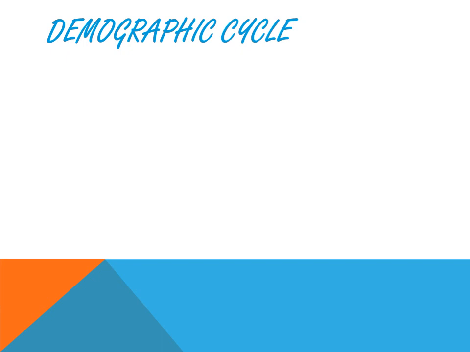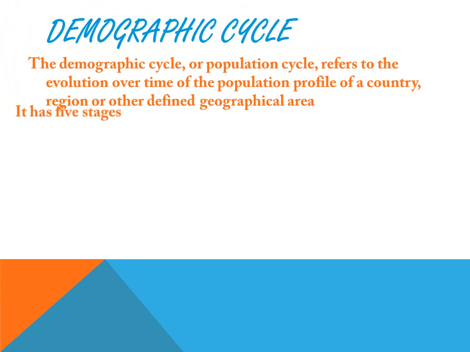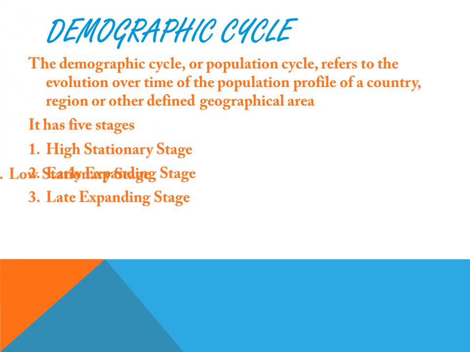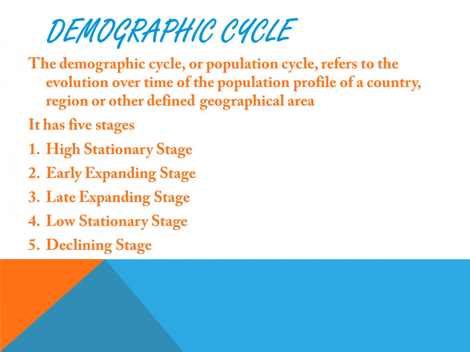Now, coming to demographic cycle. What is a demographic cycle? Demographic cycle is simply the evolution of a population over time, and this population may be of a region, of a country, or a defined geographical area, and it has five stages: a high stationary phase, early expanding stage, late expanding stage, low stationary stage, and a declining stage. We would be discussing these stages one by one in our further slides.